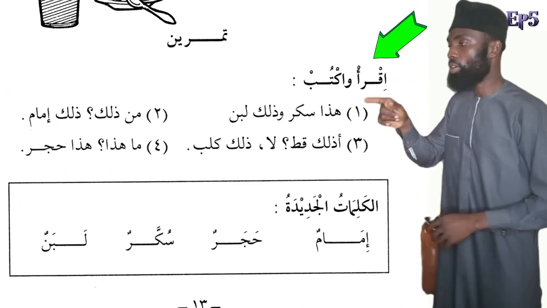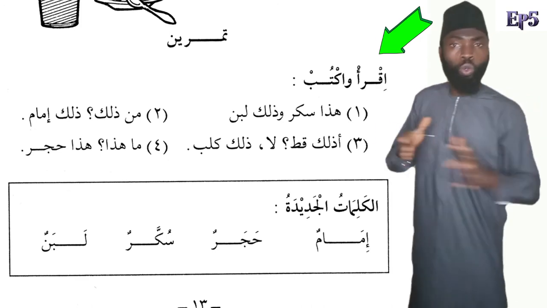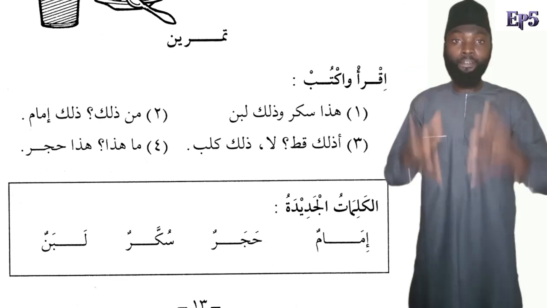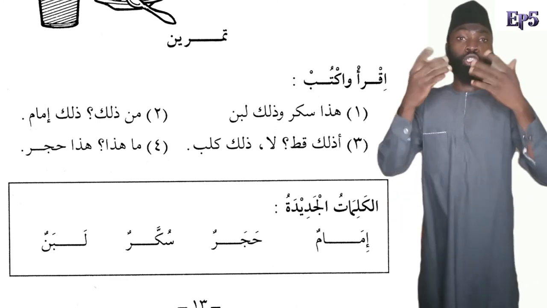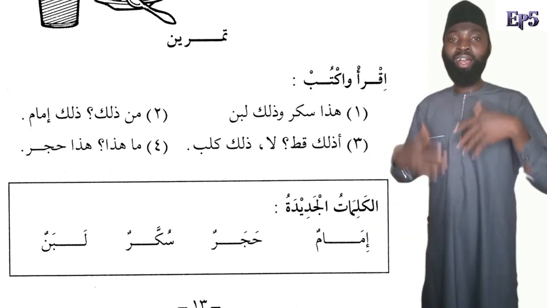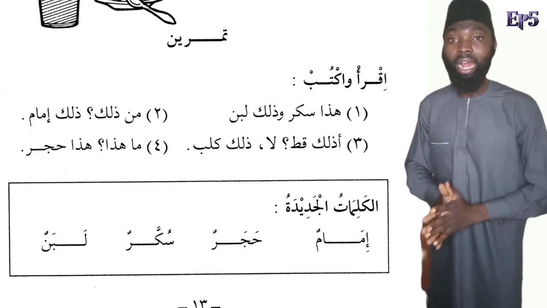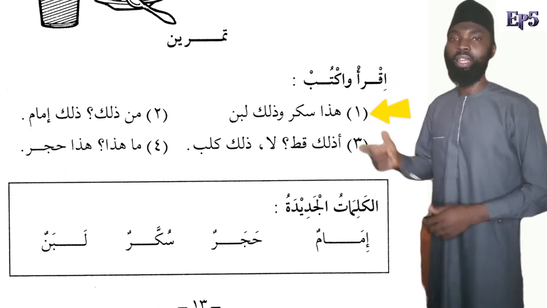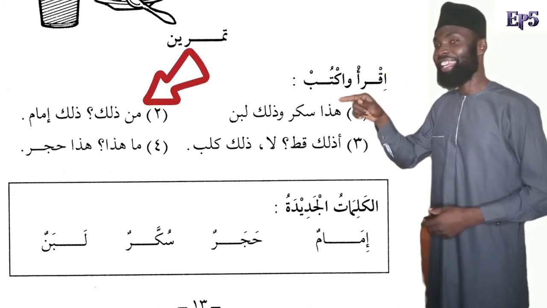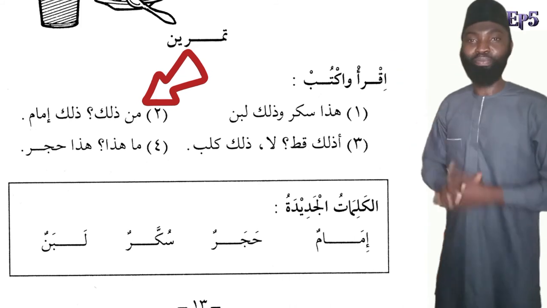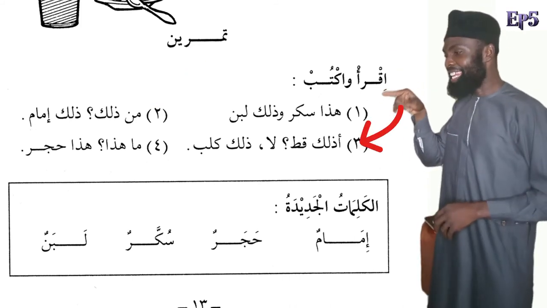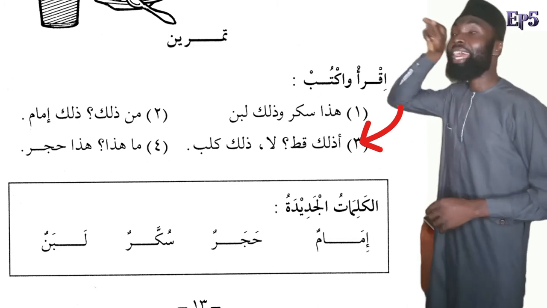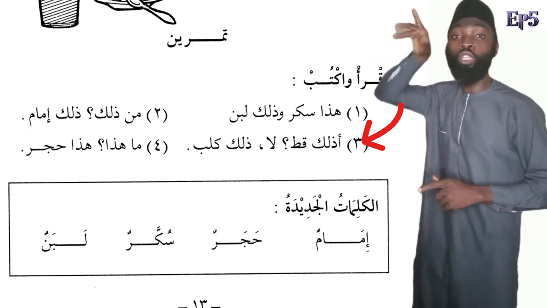So what we have here is a worksheet. I'll quickly read through this, so you do it after me, but make sure you write it in your notebook, and if possible, submit it in the comment section so we can see our progress. May Allah grant us progress. So now we have hadha sukkarun wa dhalika labanun. Hadha sukkarun wa dhalika labanun. And we have man dhalika, dhalika imamun. And we have a dhalika kitun? Is that a cat? La, dhalika kalbun. No, that is a dog.